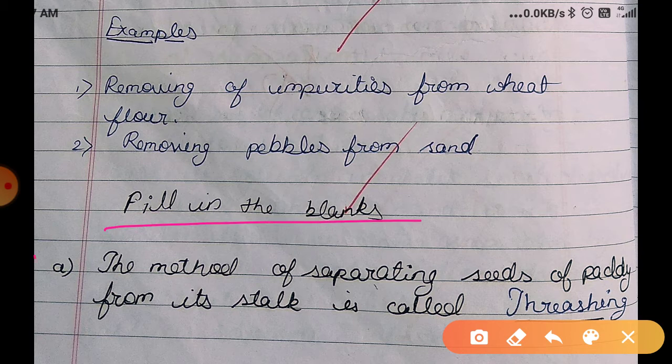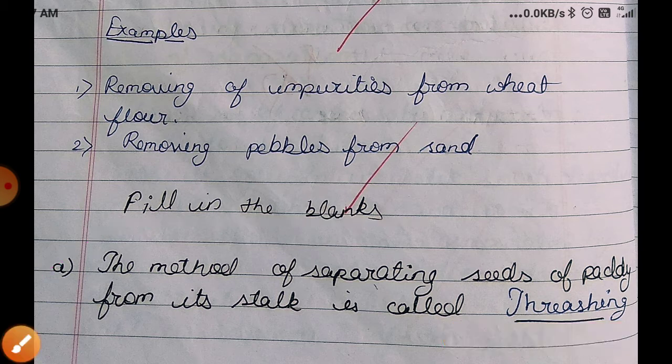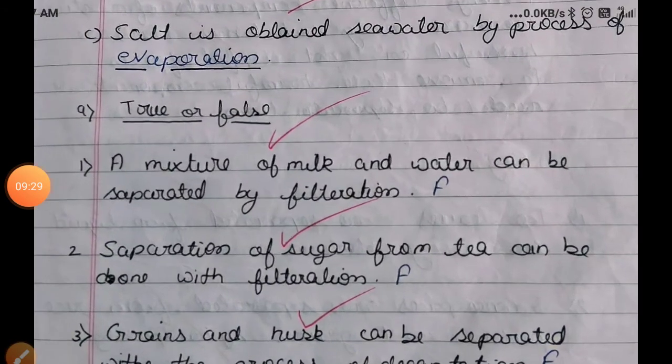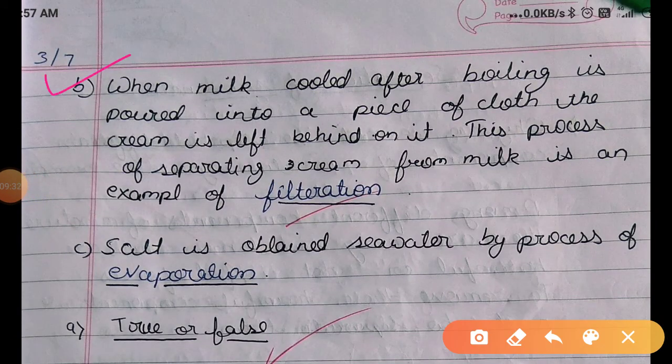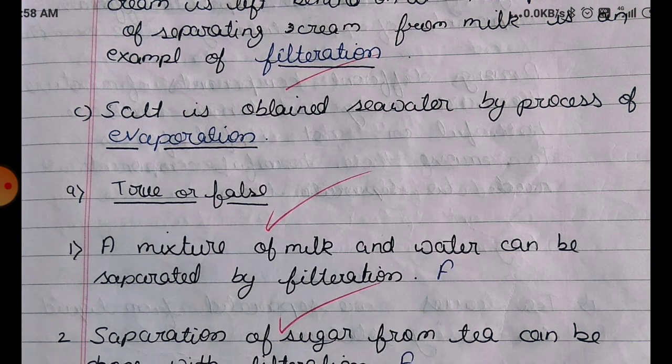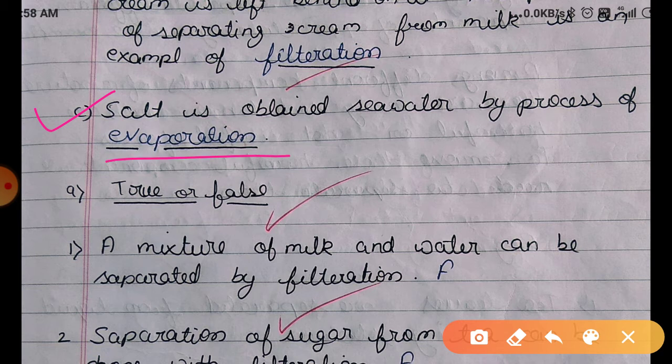Next, fill in the blanks. Number A. The method of separating seeds of paddy from its stalk is called threshing. Next, number B. When milk cooled after boiling is poured into a piece of cloth, the cream is left behind on it. This process of separating cream from milk is an example of filtration. Number C. Salt is obtained from seawater by the process of evaporation.